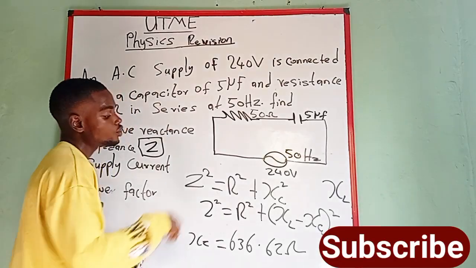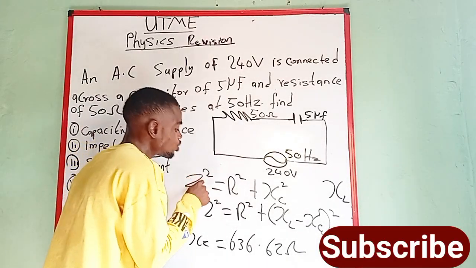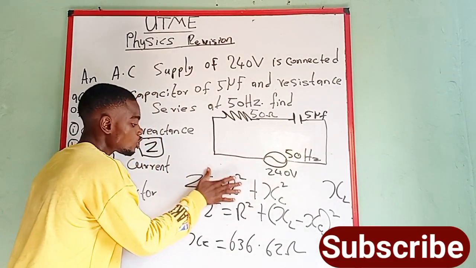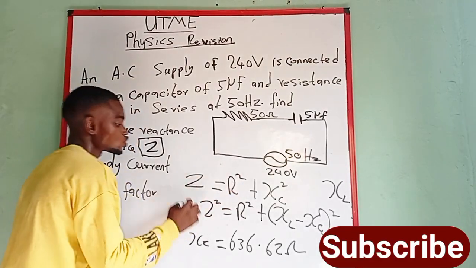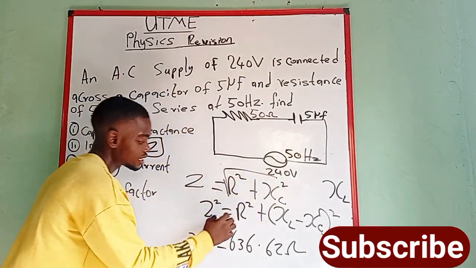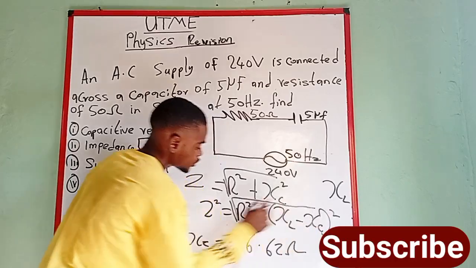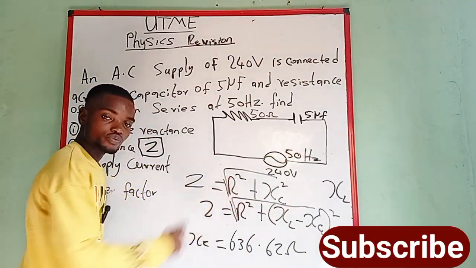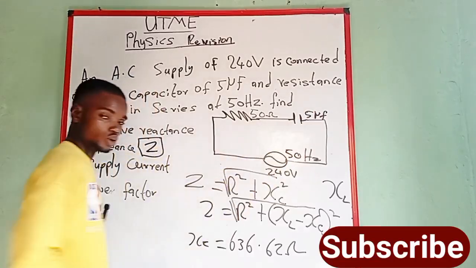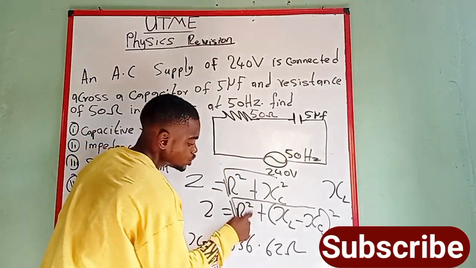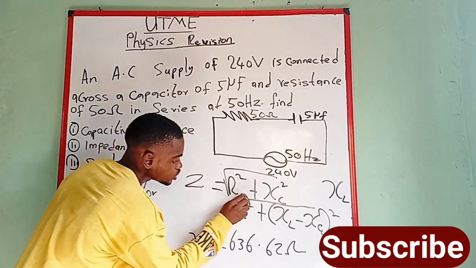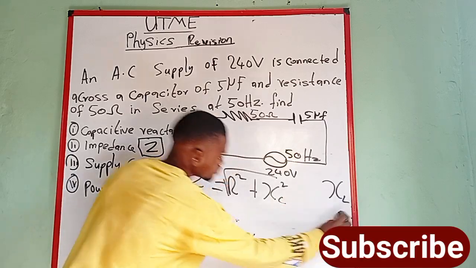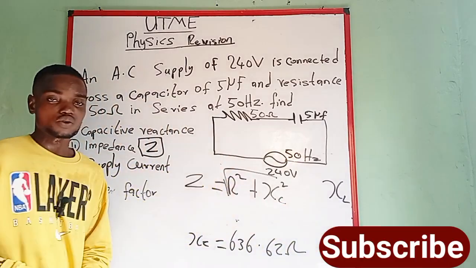So here we are looking for impedance and not impedance squared. So we must cancel the square by square rooting both sides, as you can see here. So this becomes our formula for impedance. We are going to use this one because we don't have an inductor. If you have an inductor, we are going to use this other one. So I'm going to clean this and use this particular formula.